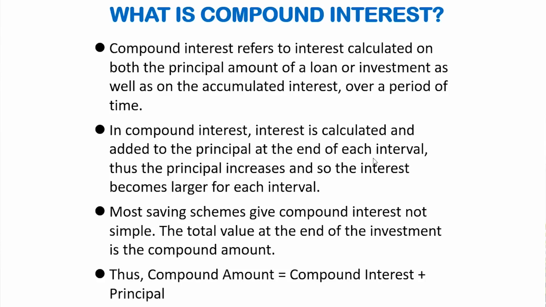Compound interest refers to interest calculated on both the principal amount of a loan or an investment, as well as on the accumulated interest over a period of time. In compound interest, interest is calculated and added to the principal at the end of each interval.